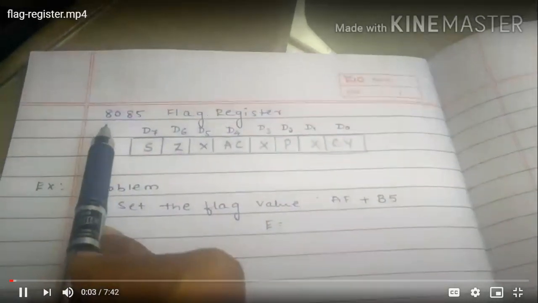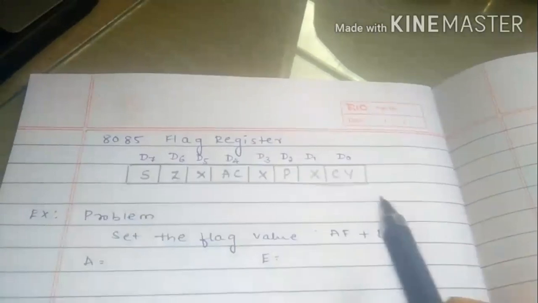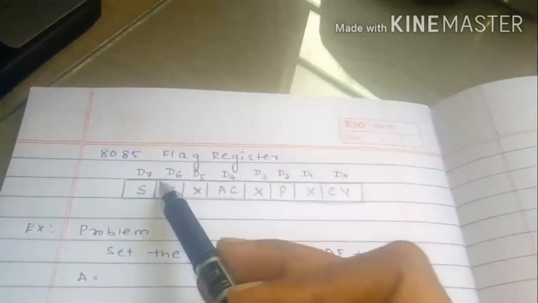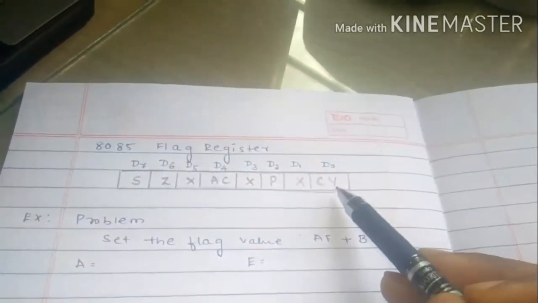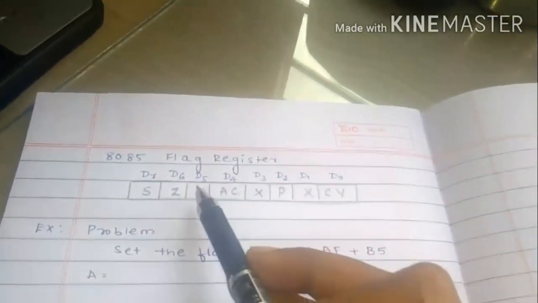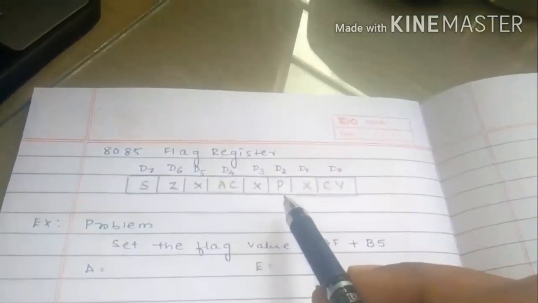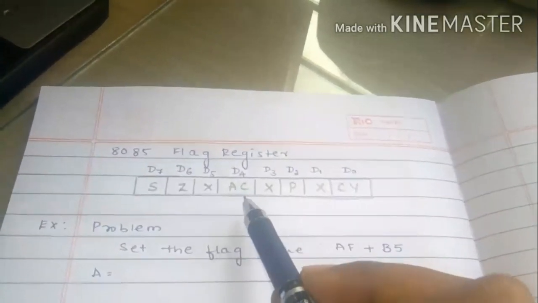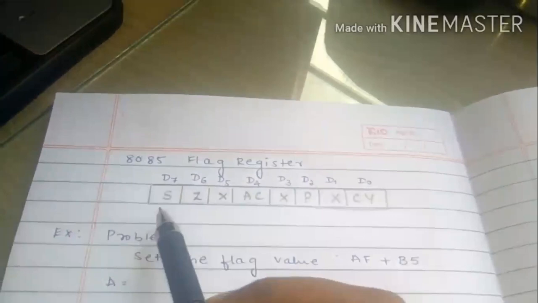So we have seen about the 8085 flag register. It consists of 8 bits, D0 to D7, so data 0 to data 7. D0 will have the carry flag value, and D1, D3, D5 will have undefined values. D2 will hold the parity flag value, D4 will hold the auxiliary flag value, D6 the zero flag value, and D7 the sign flag value.